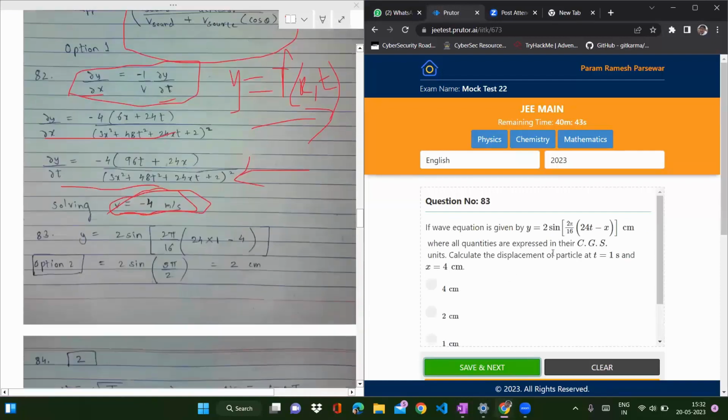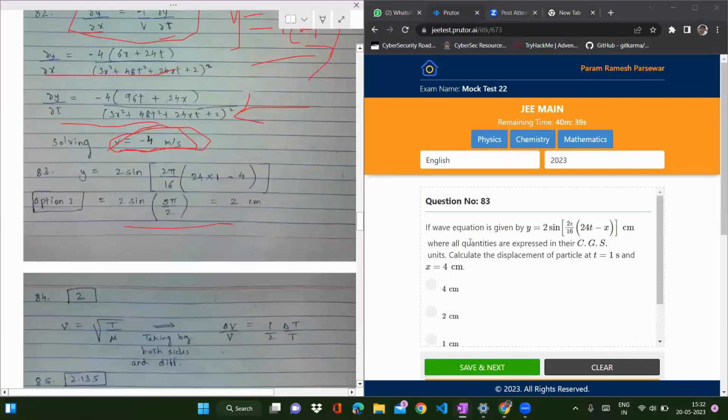Now 83 is a very simple question. Here the equation of wave is given, and it is given that CGS units are used for this expression, and the values of t and x are given. We have to just put the values in this relation, y is equal to this, and y comes out to be 2 centimeters. So the answer is option 2.